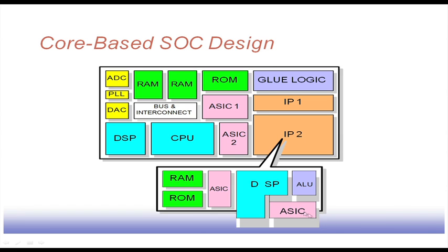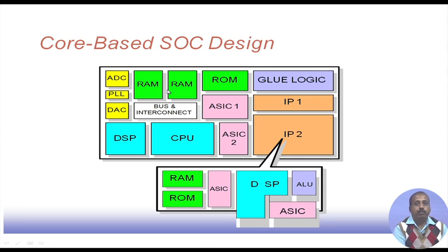What is a core based design? Suppose I want to design a system where we have all these components: a CPU, DSP, some ADC, PLL, DAC, RAM, ROM, and some more intellectual property designs, IP1 and IP2. Now, forget about IP1 and IP2. Suppose we take a very simple case: DSP, CPU and these memory chips.